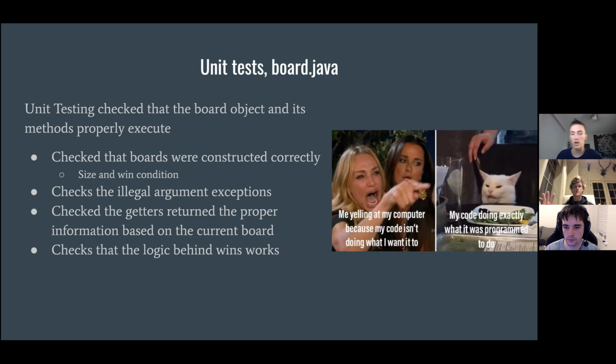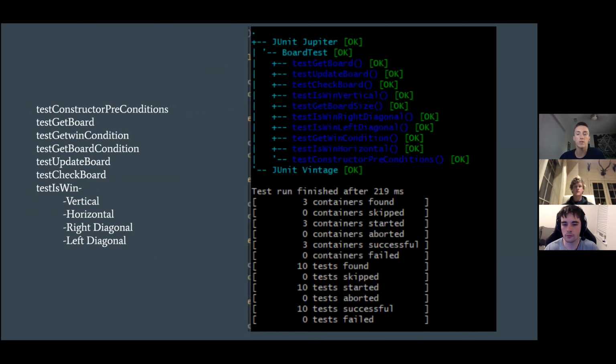If you go to the next slide, we've got all of our tests. As you can see, we're passing everything. Our code was working great at the time of this presentation. We've got over on the left the list of all the different types of tests we did. We got our constructors, testing our getters and our setters, and testing our win conditions. So now we're going to do a quick demo of our program.